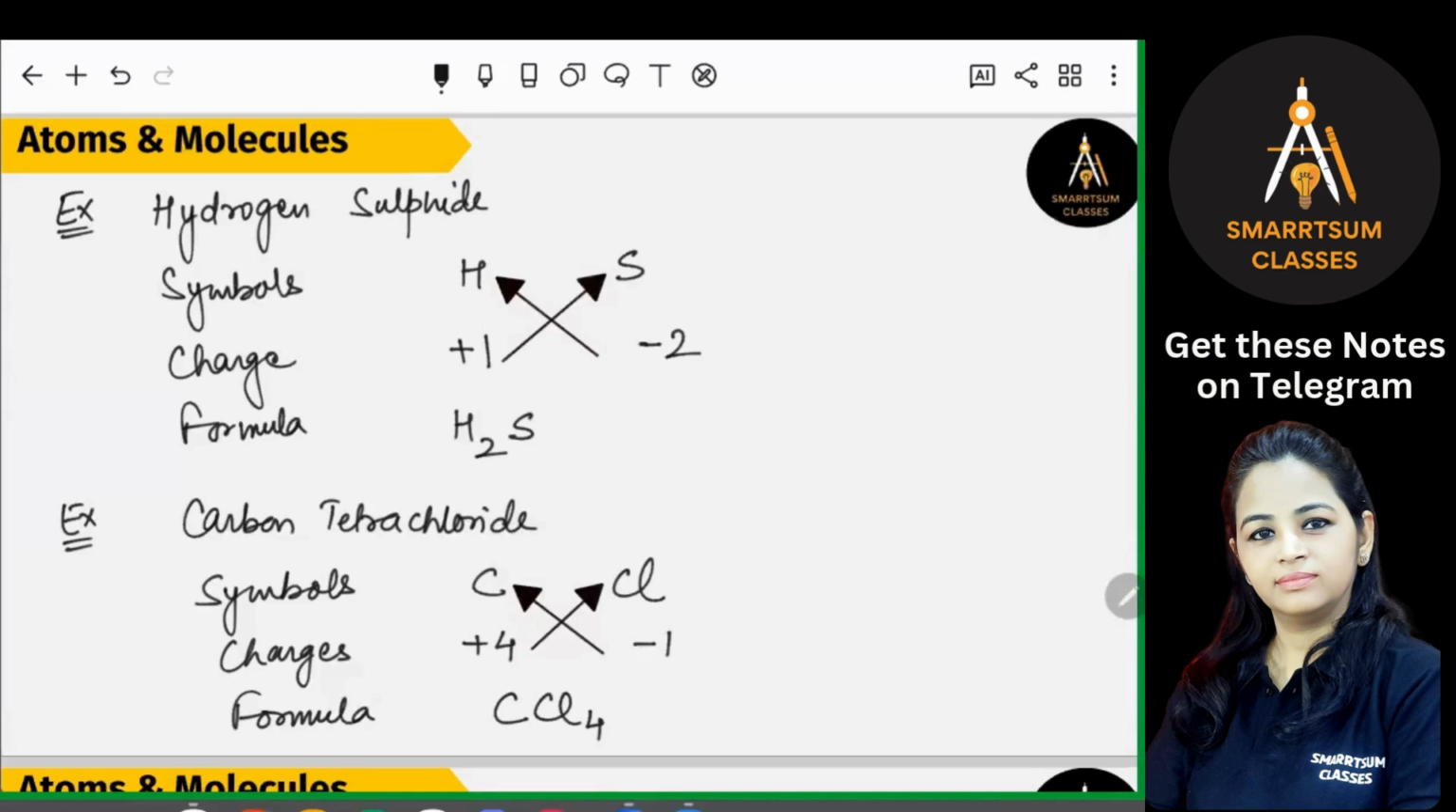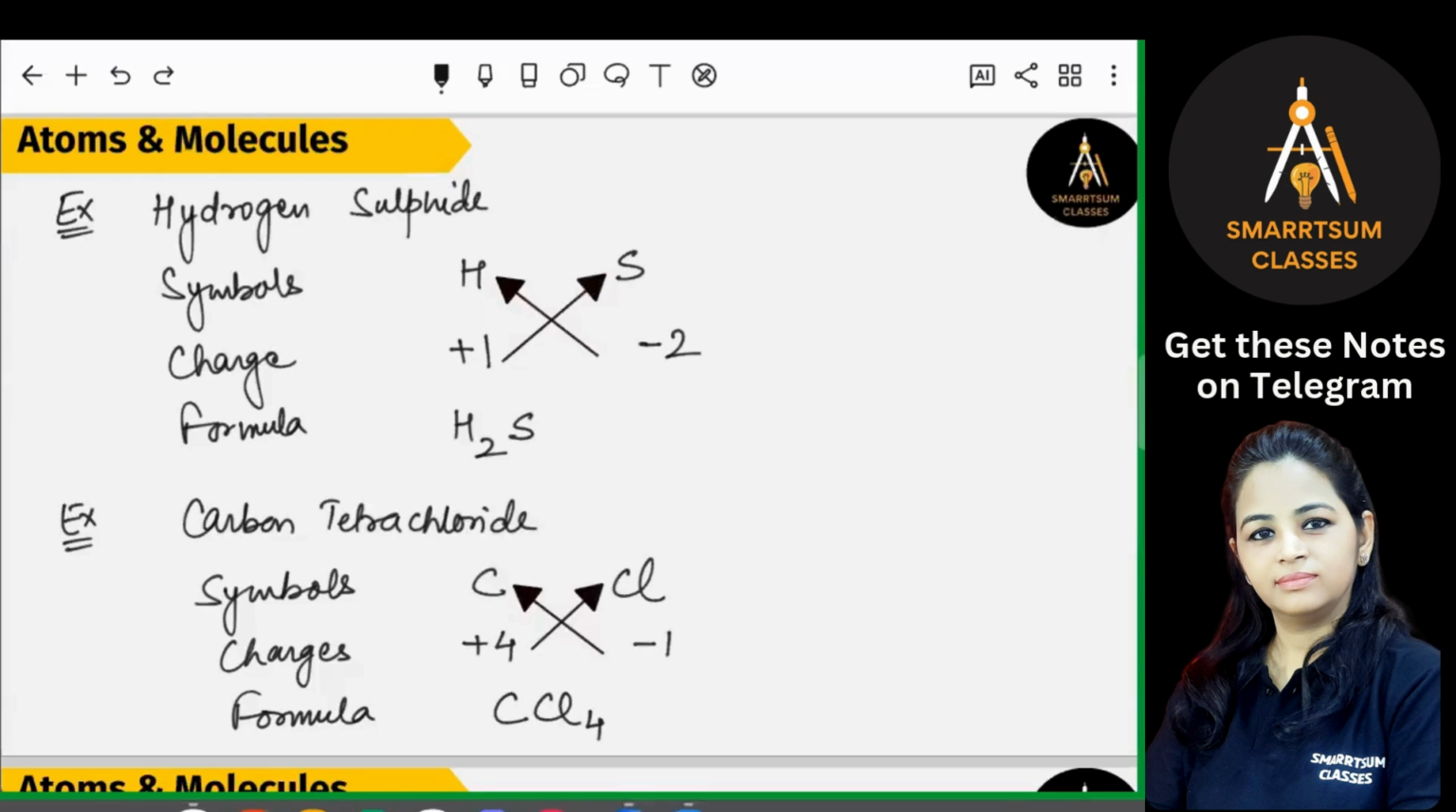So what does it mean? It means that one carbon atom is combined with 4 chlorine atoms, right? So tetra means 4. So one carbon atom and 4 chlorine atoms are attached to form carbon tetrachloride. Is that clear? So this is how we get the chemical formula for the compound using the crisscross method, using the valencies, symbols, and the charges. Please note it down.